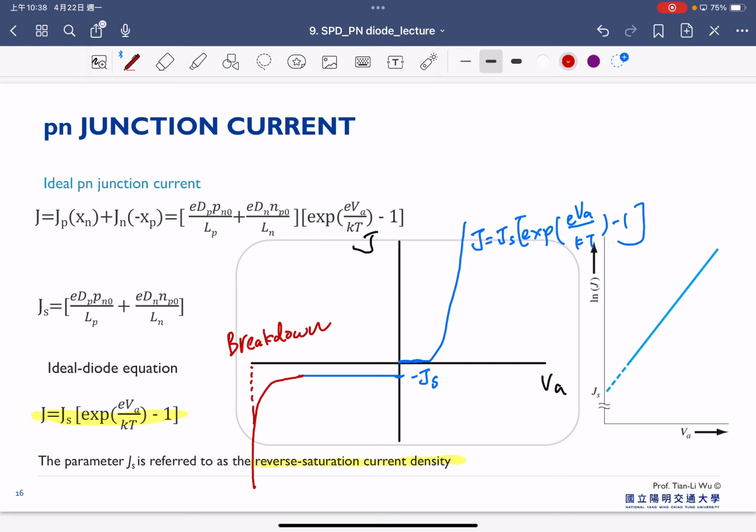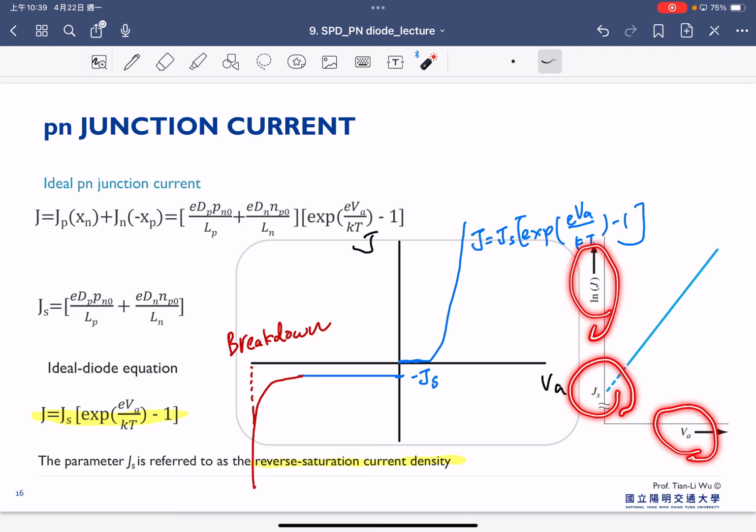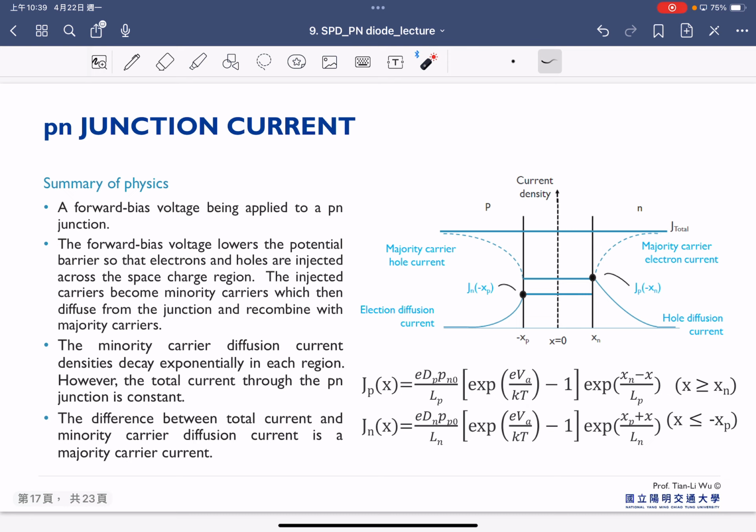So that's the real curve for our IV, the diode for the PN diode. And this is just some of the calculation. If you put a natural log and you try to decrease the VA, then actually you can try to extrapolate the Js here. So the summary of physics here. That's the whole picture for the PN junction current.